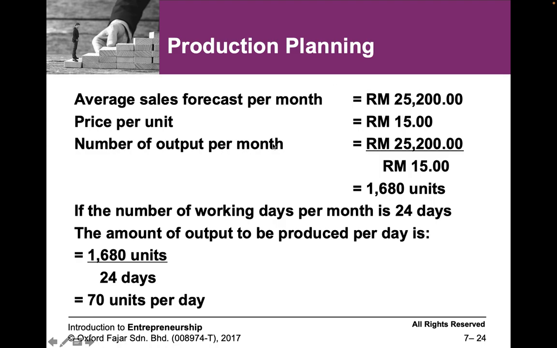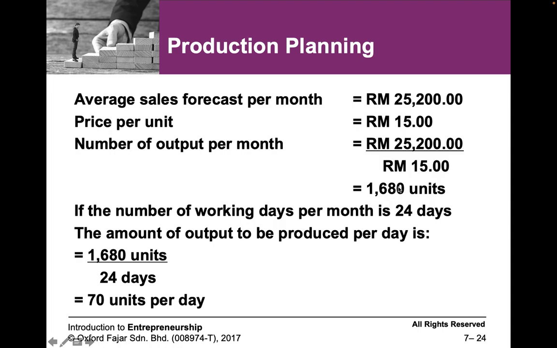And then the number of output is actually 1,680 unit. So you divide the sale forecast per month by the price per unit, then you will get the number of output per month, the number of units that must be produced within a month. Okay, maknanya dalam satu bulan, the company must produce this figure. Must produce 1,680 units in order to achieve the targeted sales.